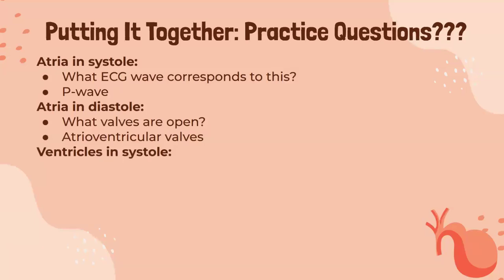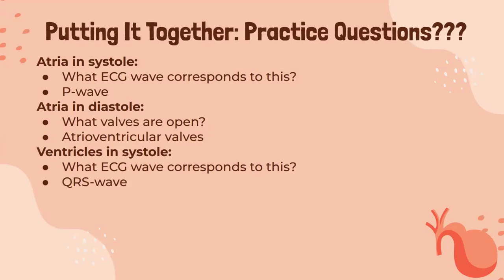If your ventricles are in systole, meaning they are contracting, then what ECG wave is going to correspond to this? Your ventricles contracting is, again, that big heartbeat moment. It is the main wave, so it's going to be your QRS wave. Again, if you want to pause the video after the questions and write down your answers or say them out loud and quiz yourself, I would recommend doing that because this is really good practice.